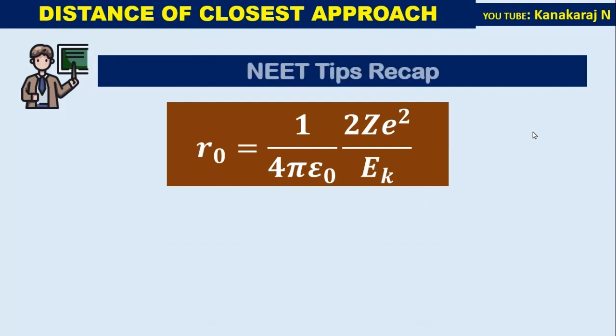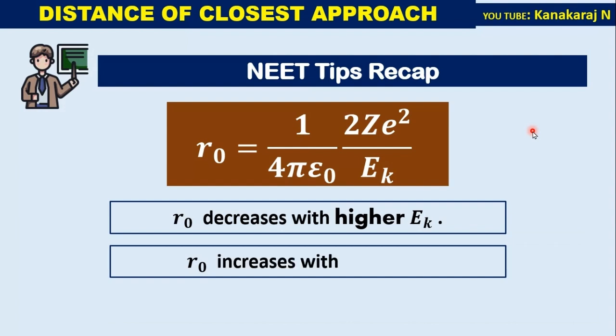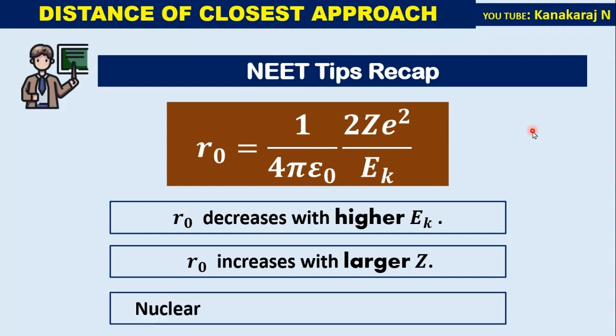NEET tips and recap. R0 decreases with higher kinetic energy. R0 increases with larger atomic number. Nuclear size is always smaller than R0.